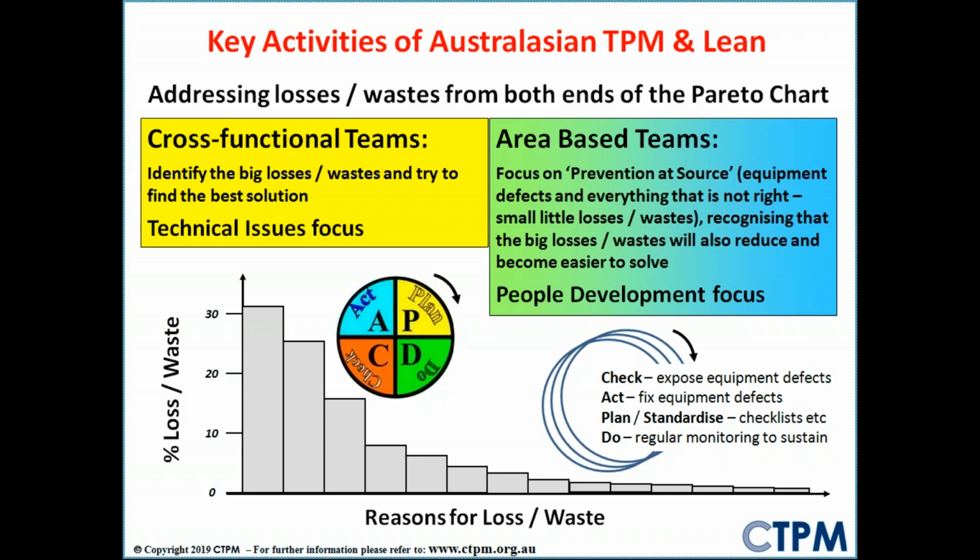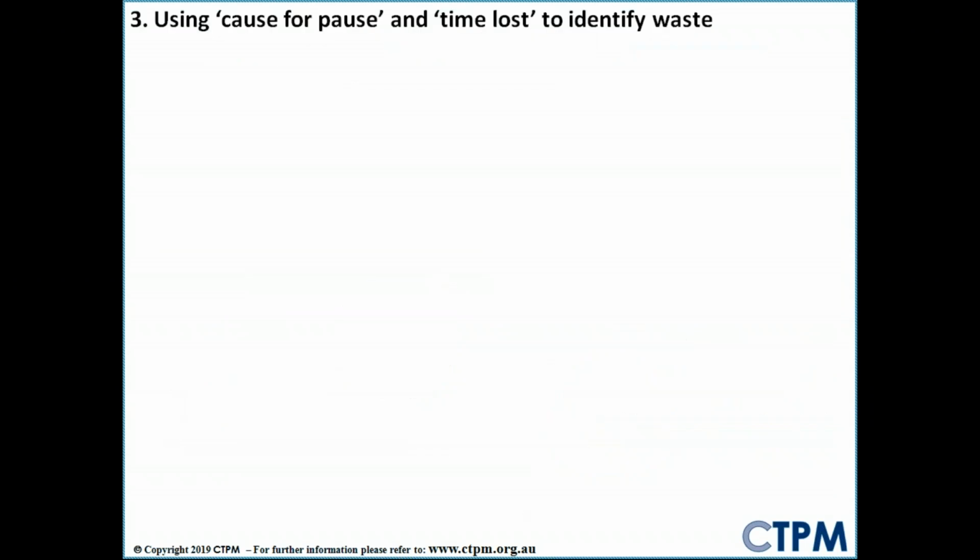You have your cross-functional teams looking for the technical issues and attacking the big losses, and they're often made up of various facets of issues and departments, and that's why you need cross-functional teams. And then you have your area-based teams of people out there doing the work, the front line, and them finding all the little things. And it's amazing, by getting all the little things fixed up, you have quite a big impact on the big losses. So fundamental to approaching losses and waste is recognizing we need both cross-functional and area-based teams, so as to address the 8th waste of engaging our people.